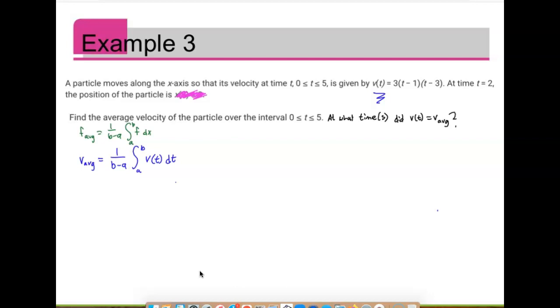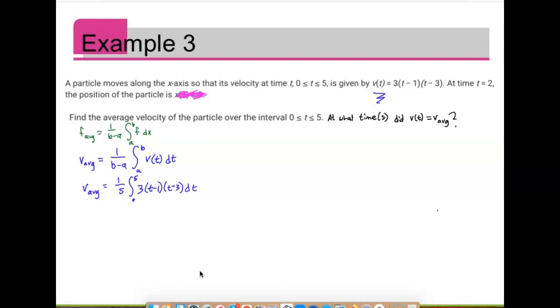All right. So here all we have to do is plug in the values we have. So the interval is from 0 to 5. That's going to be 1/5 times the integral from 0 to 5 of 3 times (t minus 1) times (t minus 3) dt.